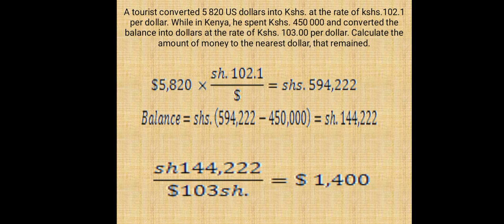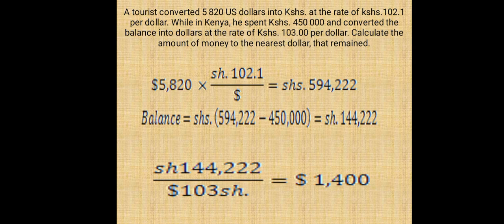A tourist converted 5820 US dollars into Kenyan shillings at a rate of 102.1 per dollar. While in Kenya, he spent 450 Kenyan shillings and converted the balance into dollars at the rate of 103 Kenyan shillings per dollar. Calculate the amount of money to the nearest dollar that remained.